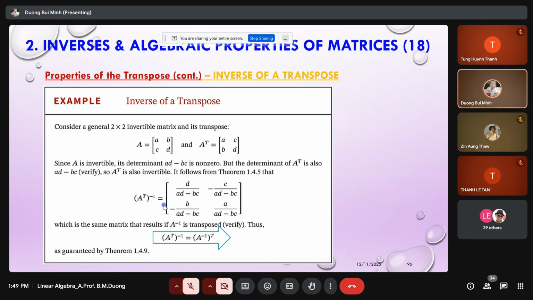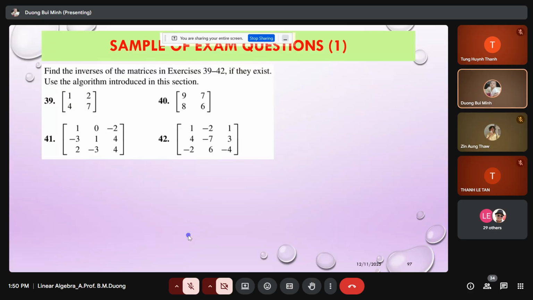Then we have an example to help you understand these properties better. The inverse of the transpose of A is the transpose of the inverse of A. And then sample exam questions.